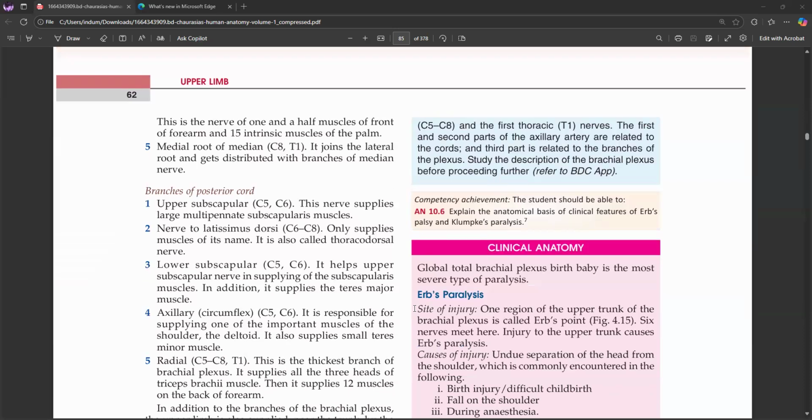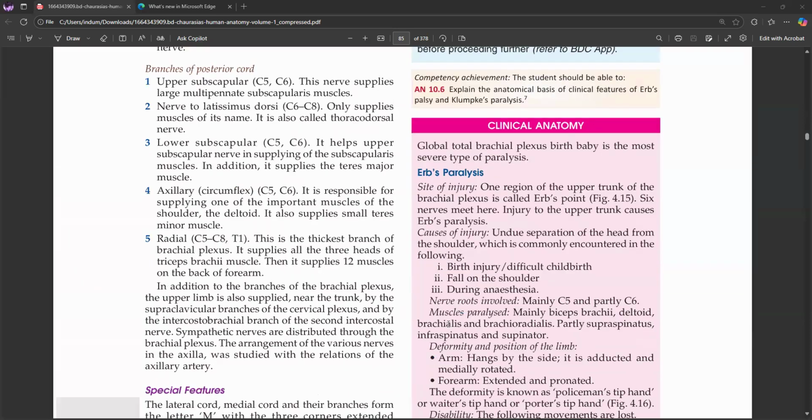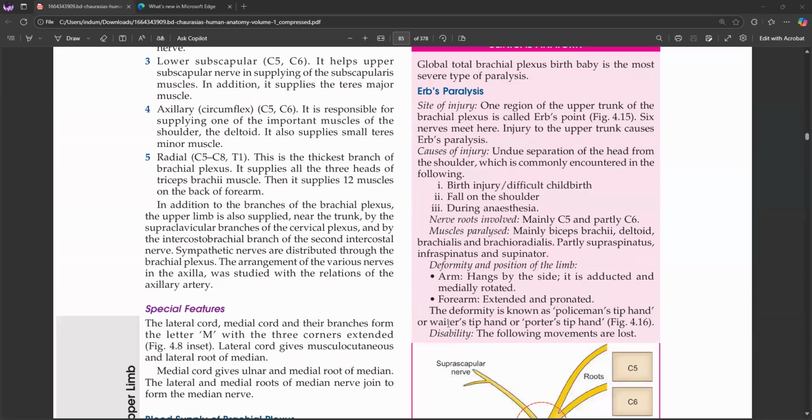The first and second parts of the axillary artery are related to the cords, and the third part is related to the branches of the plexus. Study the description of the brachial plexus before proceeding further. Clinical anatomy. Global total brachial plexus birth palsy is the most severe type of paralysis.